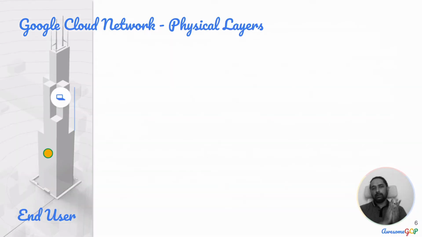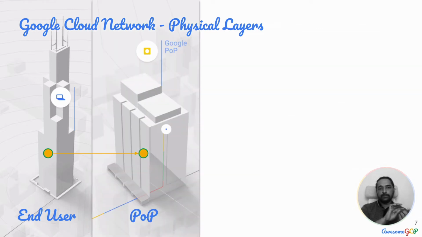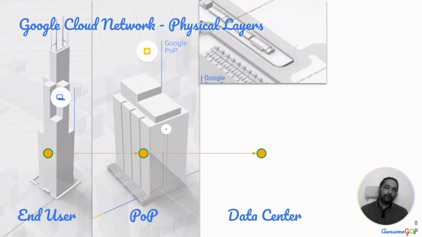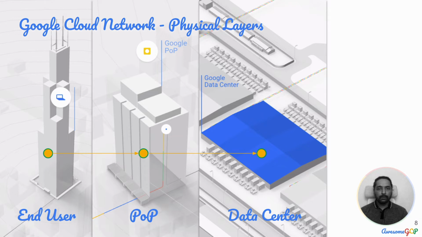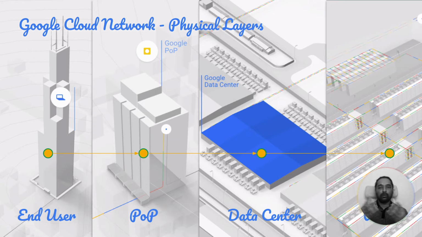So if there was a user sitting in an office or at home, and that end user is trying to connect to a web application on Google Cloud, it doesn't directly go to a data center. Instead, it goes into an intermediate place called a point of presence. There are many points of presence across the world that have been set up by Google. And from there, it goes into the data center. Within the data center itself is the machine or machines on which you have hosted your application, right? So there's a series of physical points that the data goes through before arriving at your final destination, which is where the application is running.